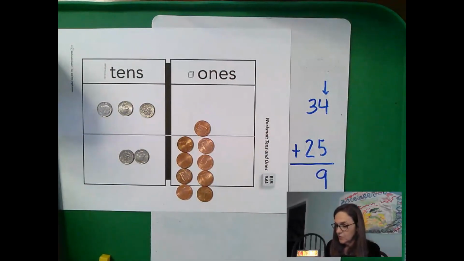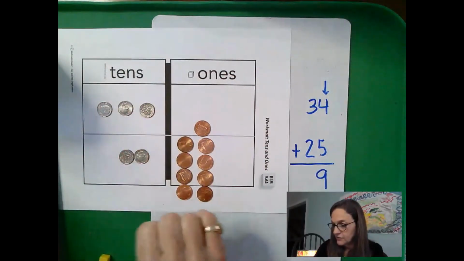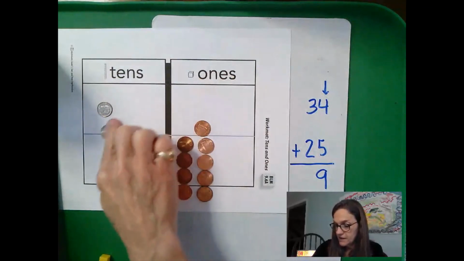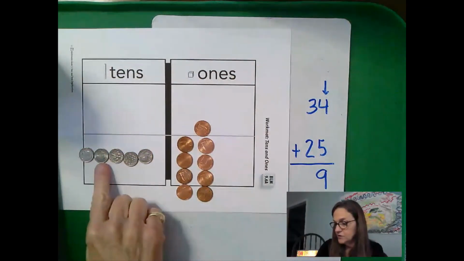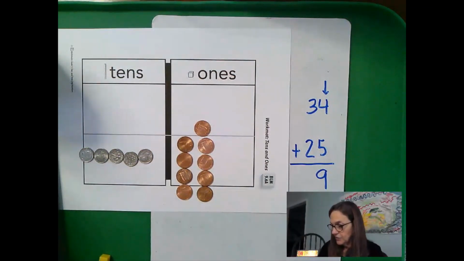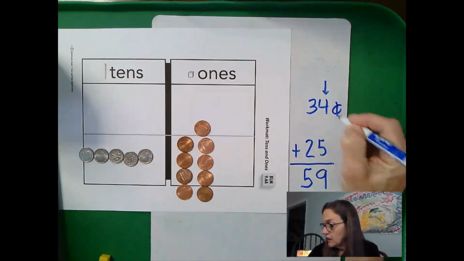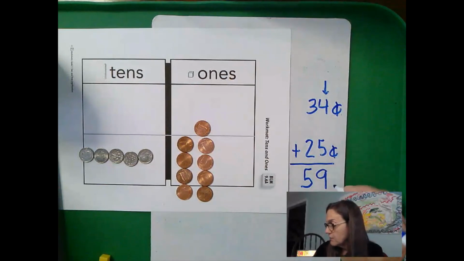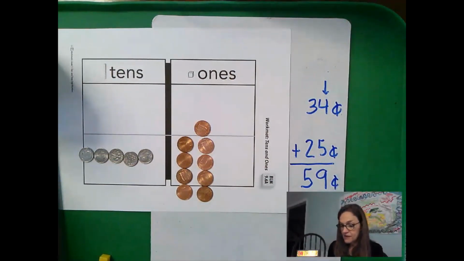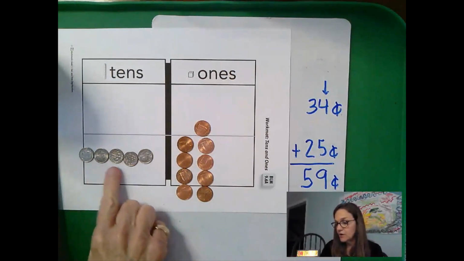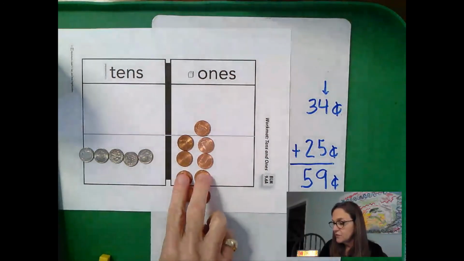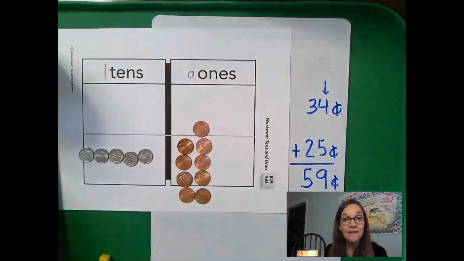Wonderful. Then we're going to combine these. We're going to combine all of our tens. 1, 2, 3, 4, 5. So 34 plus 25 cents, I always have to label if we're talking about money, is equal to 59 cents. 10, 20, 30, 40, 50, 52, 54, 56, 58, 59. Okay, see how that works?